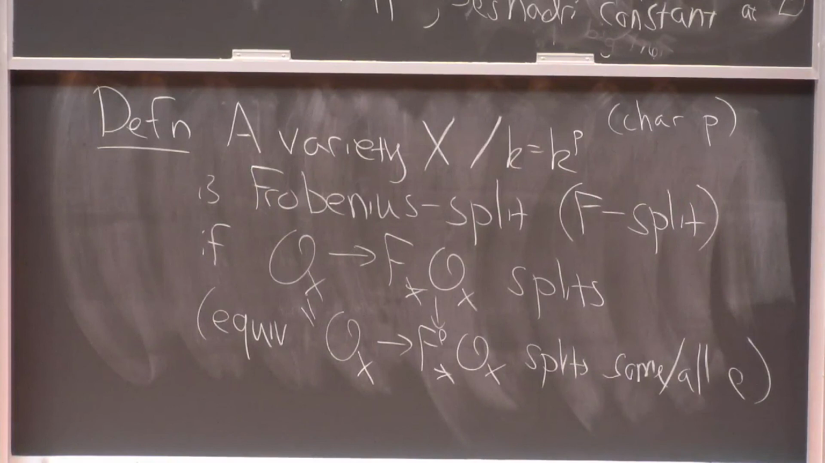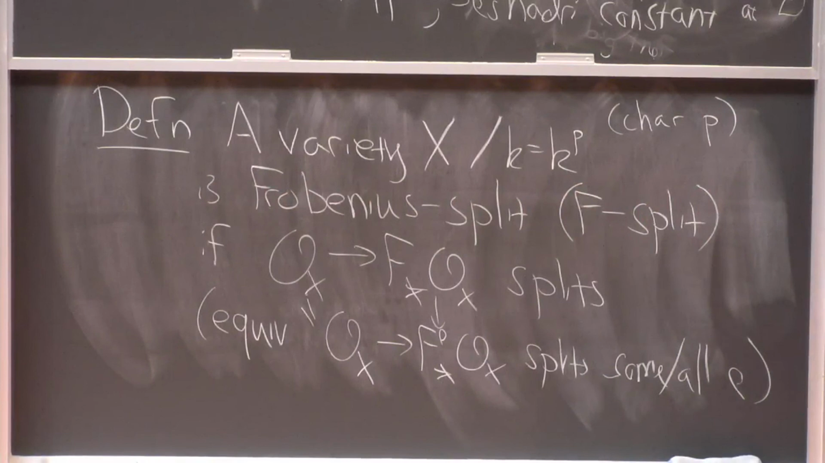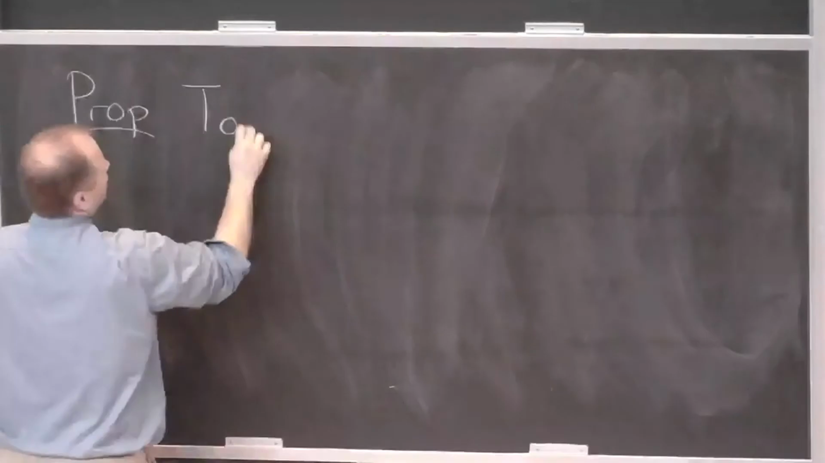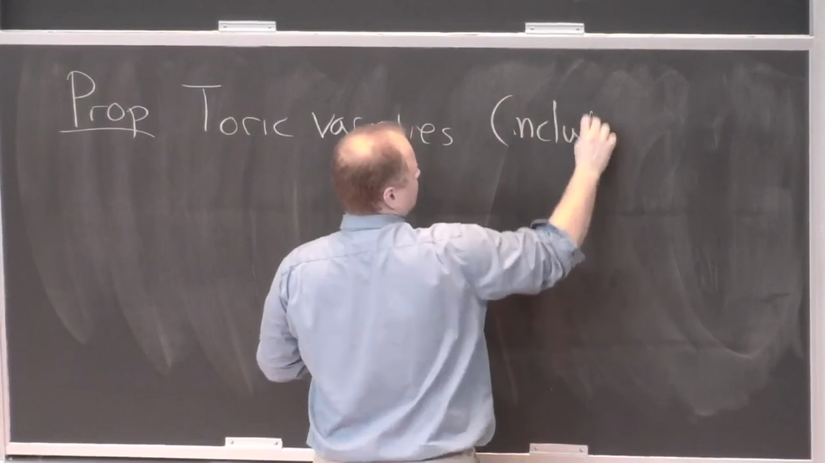Okay. I guess I'll leave this one. All right. So it turns out that at least a good chunk of varieties are Frobenius split. Maybe not, certainly not general type varieties, and we'll see that in a second too. But a lot of other varieties are. So let me start out with an example. Toric varieties, including projective space, are Frobenius split.